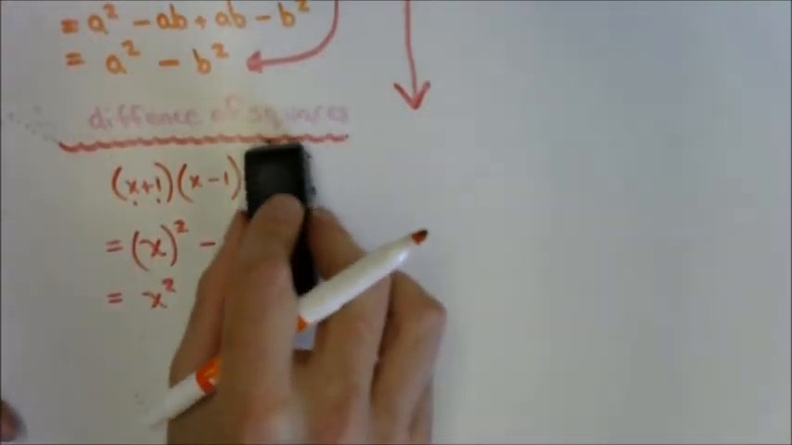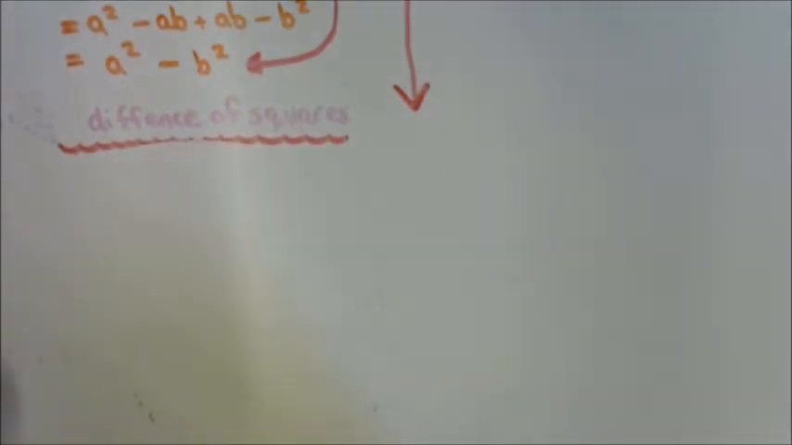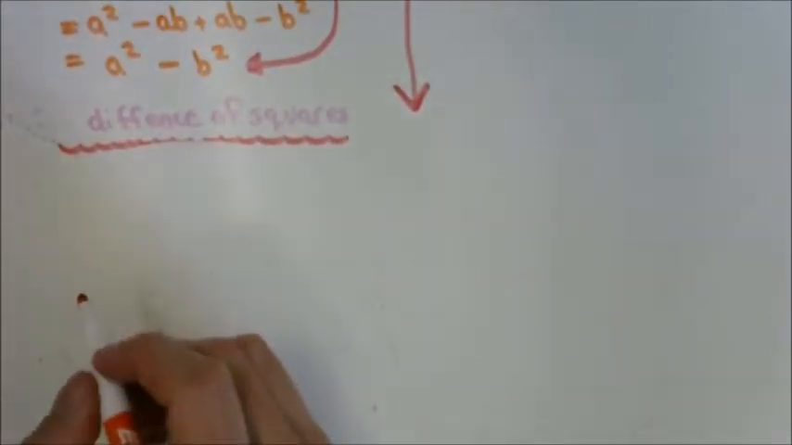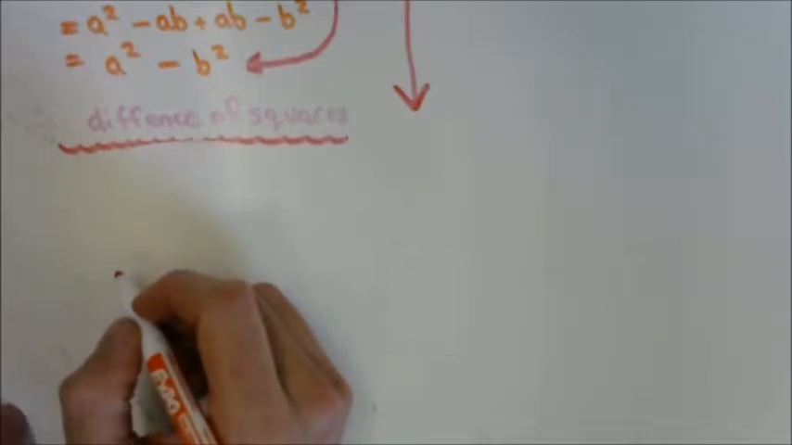I'm going to erase this one. We're going to do a little bit more of a challenging example. You could just do another little squiggly line underneath that one. Hopefully you have room for one more.